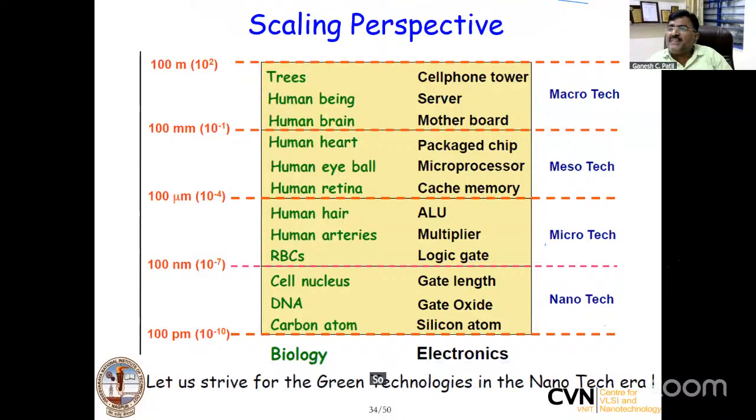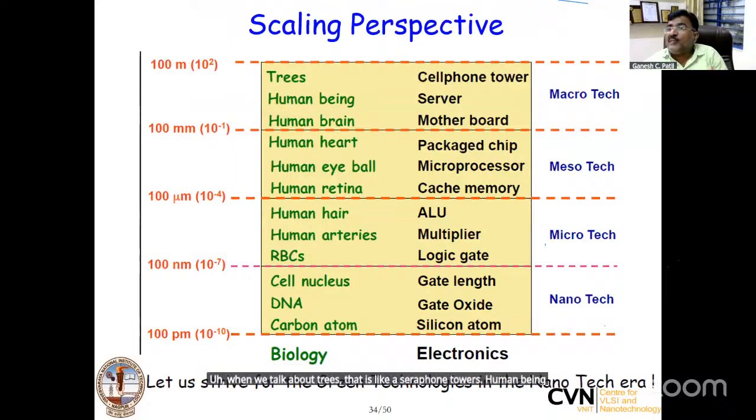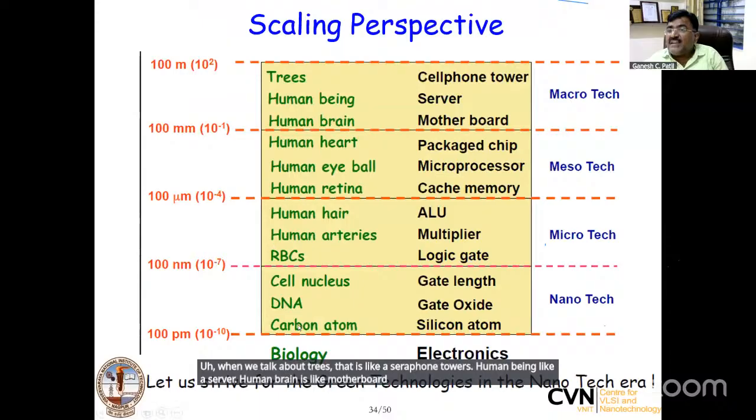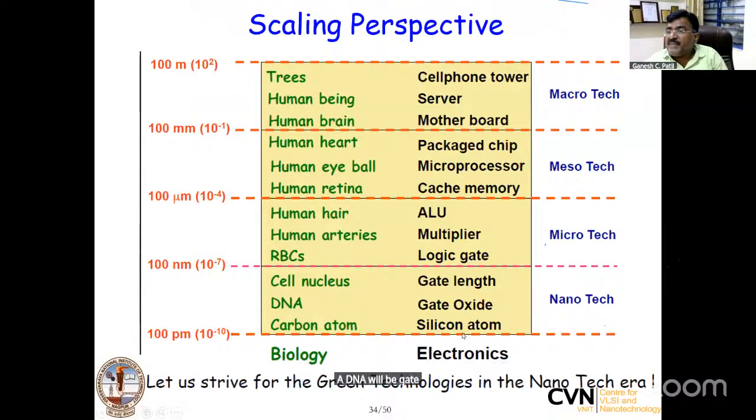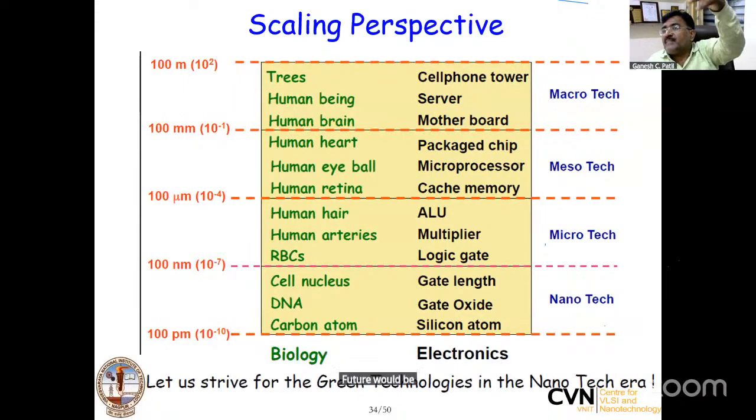If you see it from the scaling perspective, or if you correlate biology with electronics, trees are like cell phone towers, a human being is like a server, and the human brain is like a motherboard. Like this, DNA would be the gate oxide, and a carbon atom would be a silicon atom, because we are moving from macro tech to nanotech, right? Macro, meso, micro, nano, because we are talking about dimensions around 10 to the power minus 9 or even 10 to the power minus 10. So the near future would be the nanotech era, where people are talking about the devices and the circuits.